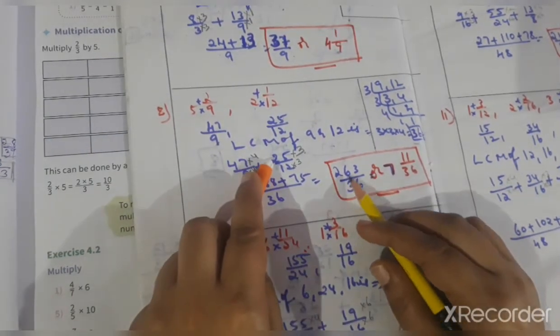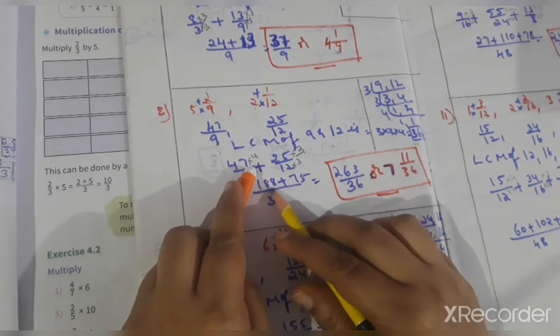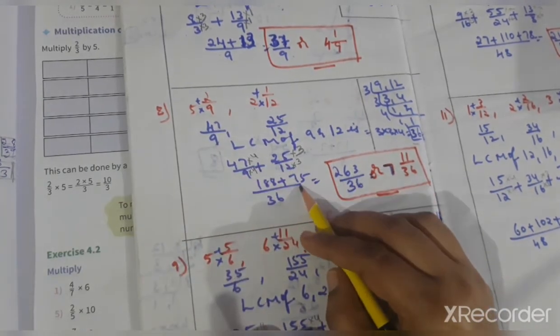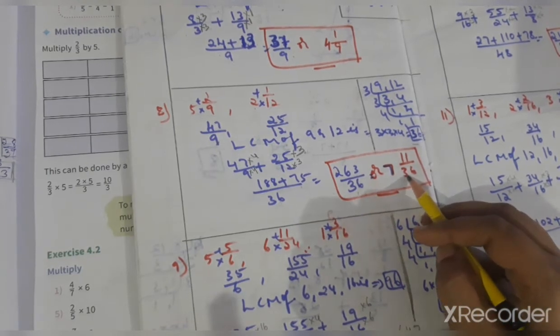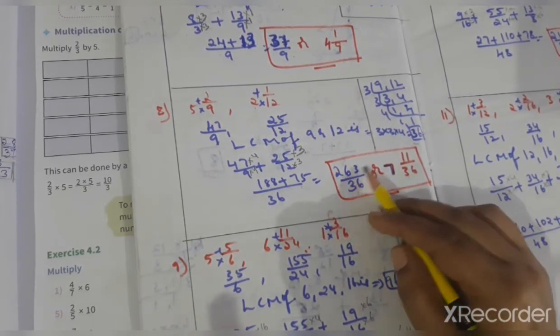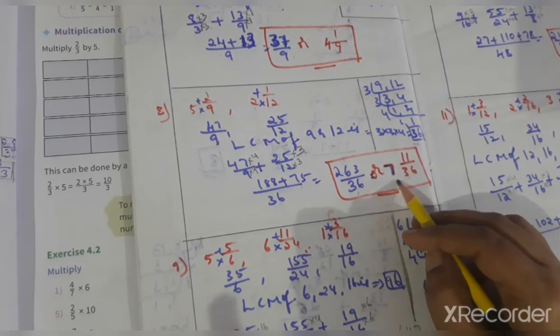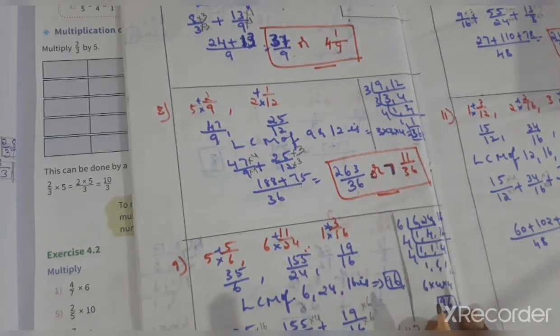Now 47 4s are 188, plus 25 3s are 75. Total is 263 by 36. Convert into mixed fraction. Okay, answer is 263 by 36 or 7 11 by 36.